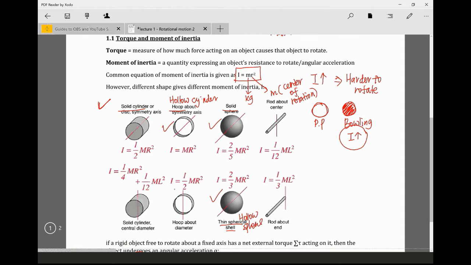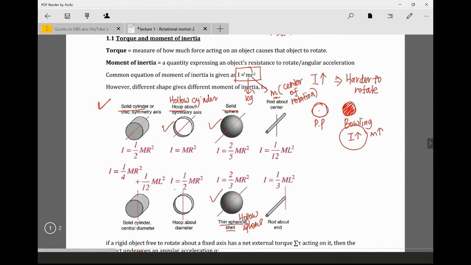It depends on the mass and also on the radius. Radius here refers to the distance from the center of rotation. Now if we look at the ping pong and bowling, which one is heavier? Bowling, right? Bowling has higher mass. The center of rotation is similar, at the center. So here we know that bowling has higher moment of inertia.